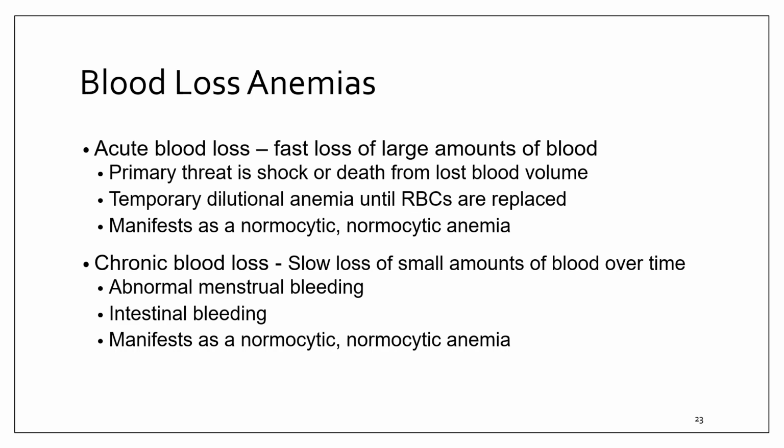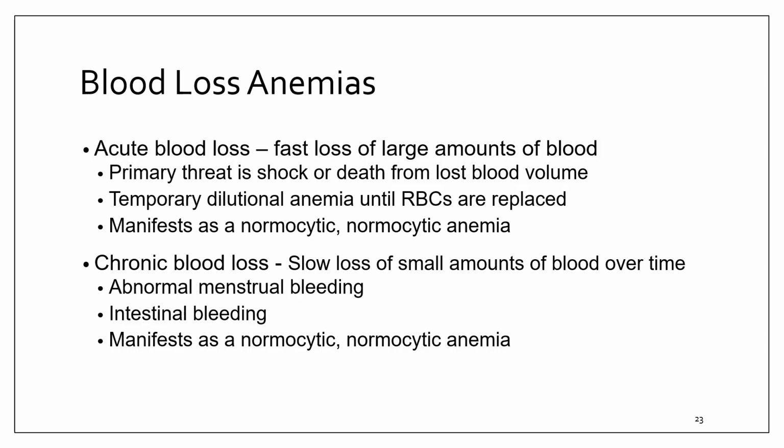Let's talk about blood loss anemias, which are some of the most straightforward anemias to understand, but also some of the easiest to misinterpret if you only look at numbers. The key concept here is loss, not defective production. The bone marrow is capable of making normal red blood cells, they're just being lost faster than they can be replaced. Acute blood loss means a rapid loss of a large volume of blood. Examples include trauma, surgery, or internal hemorrhage. In these situations, the primary danger is not anemia at first, it's shock caused by loss of circulating blood volume.